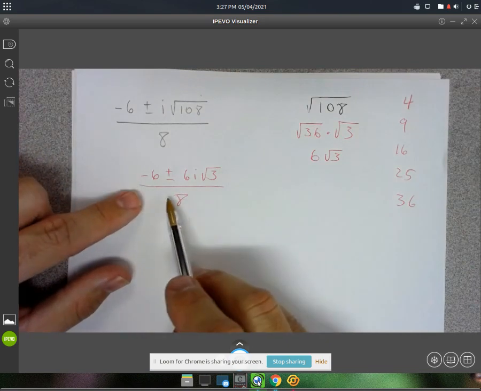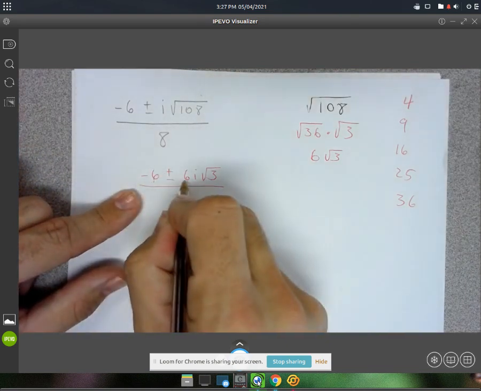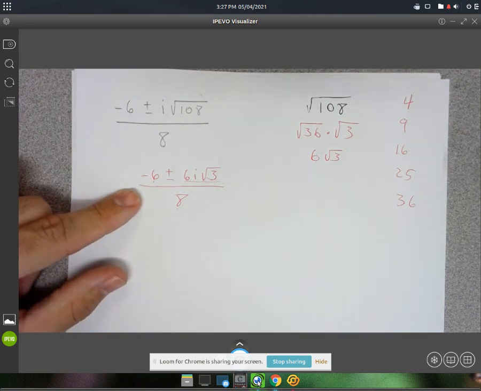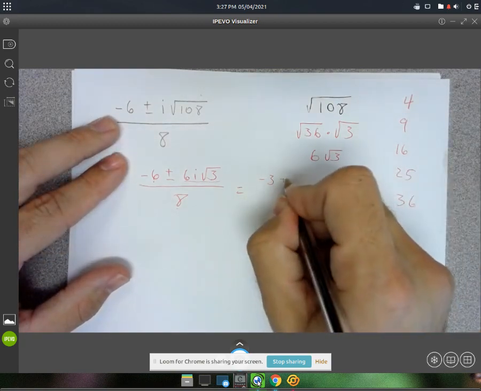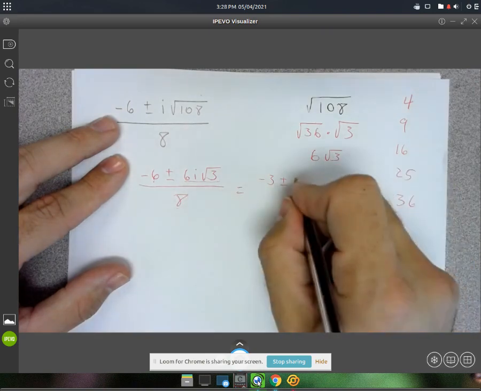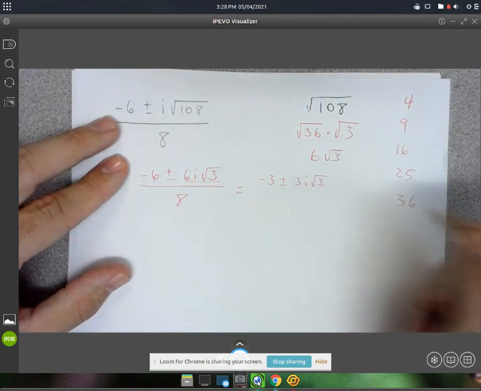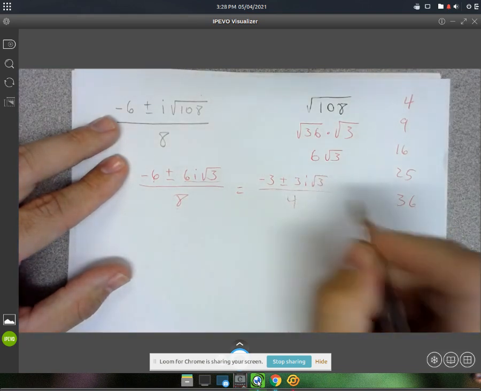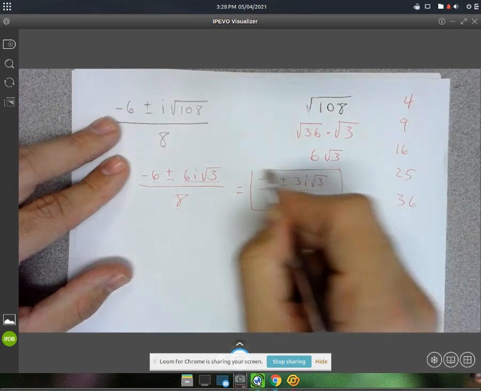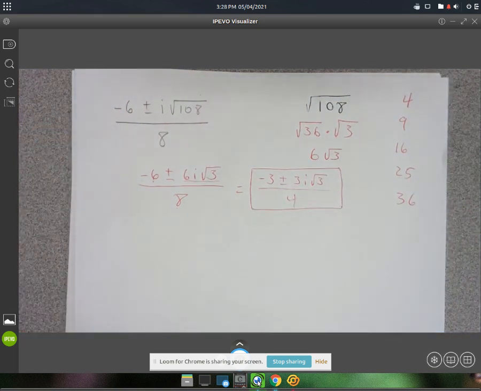And the next thing I do here is because this term and the 8, they're all divisible by 2, I can go ahead and divide them all by 2. All right, so the 6 is going to become a 3 plus or minus, and then the 6 is going to become a 3, 3i root 3. So I'm just dividing all that by 2, and then the 8 will become a 4. And this would be our actual simplified answer from that second example earlier. Right. So that's the more common way that you're going to see answers written.